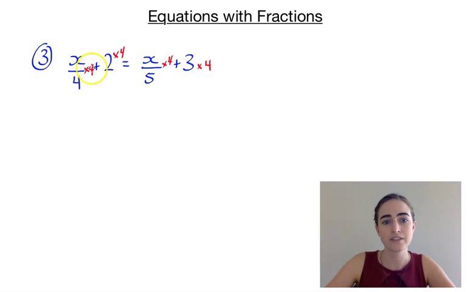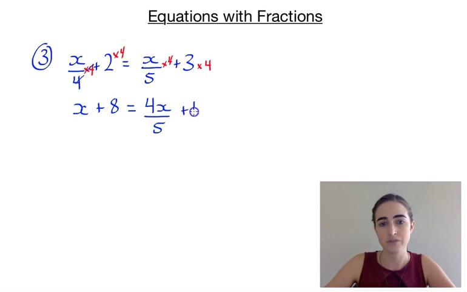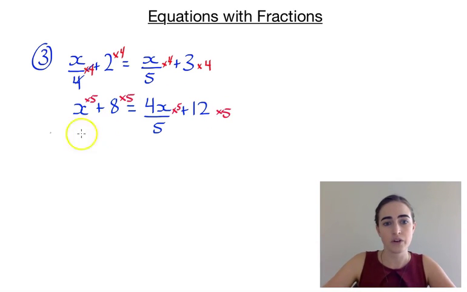What that will give us, in this first bit, is just x, plus 2 times 4 is 8. And on the other side, we're going to end up with 4x over 5 + 12. So we've gotten rid of one of our fractions, but we still have this one over this side. So we're going to get rid of that 5 now as well. That means we're going to have to times everything by 5, so every single term multiplied by 5. And then we can go through and simplify.